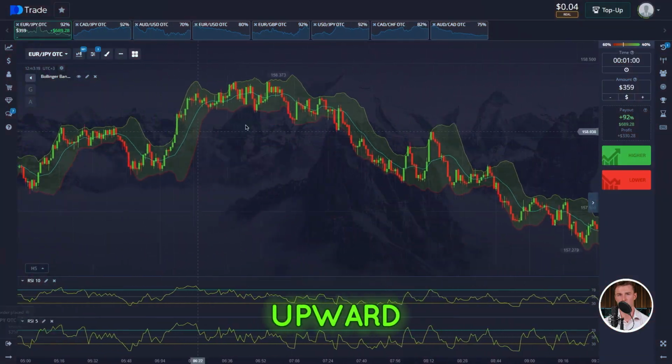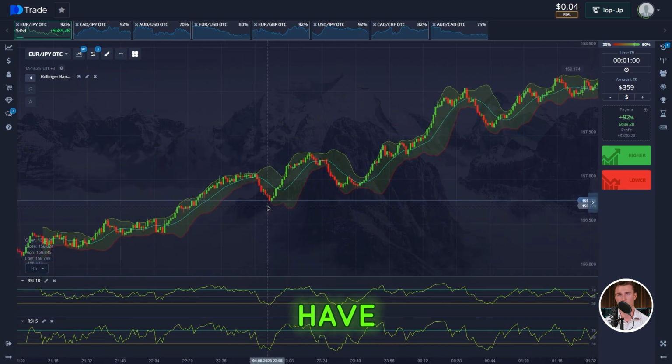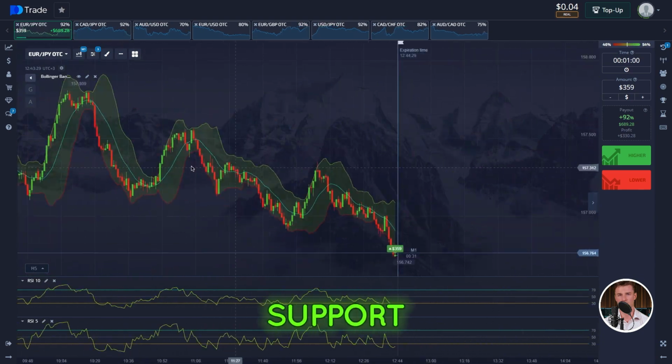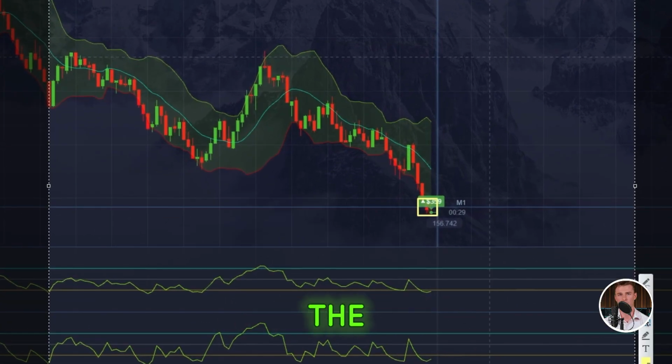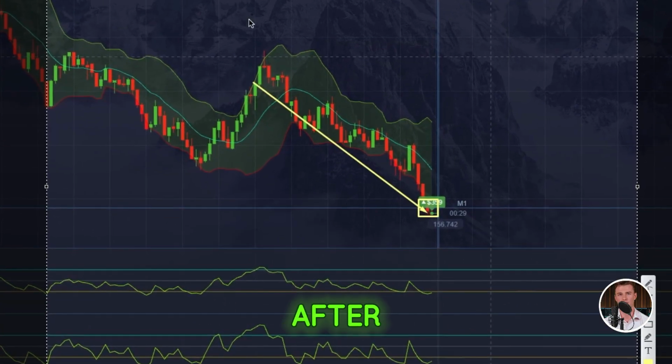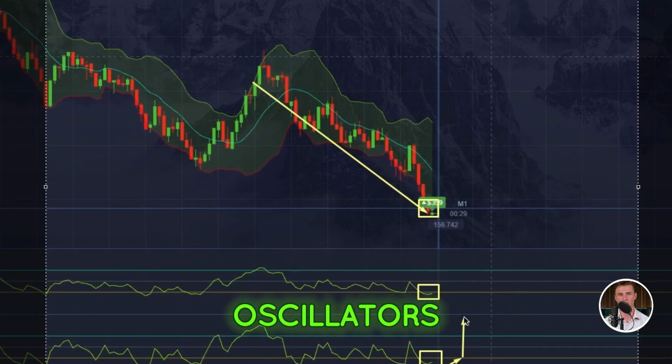Let's open an upward trade here. I will expect a price correction. We have an ideal touch point with the support area. Here it is, a clear signal to open a trade for an increase, touching the lower moving average after a good downward trend, then exiting the oversold area on both oscillators, respectively.